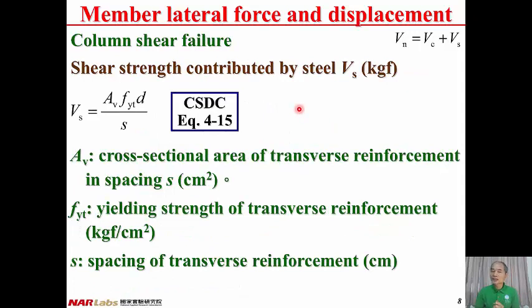From the Concrete Design Code, equation 4-15, we can get the shear strength contributed by steel: Vs equal to Av times Fyt times d divided by s. Av here is the cross-sectional area of transverse reinforcement in spacing s, Fyt is the yield strength of the transverse reinforcement, and s is the spacing of the transverse reinforcement.